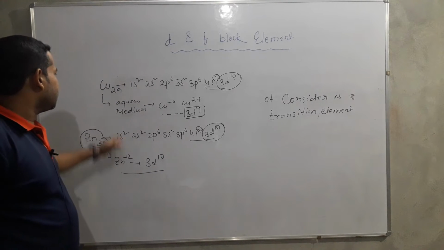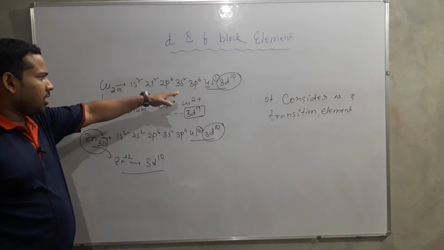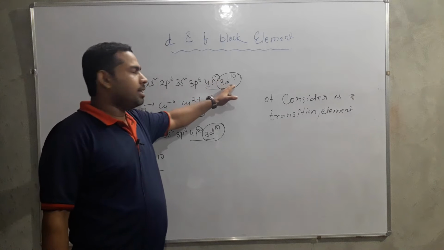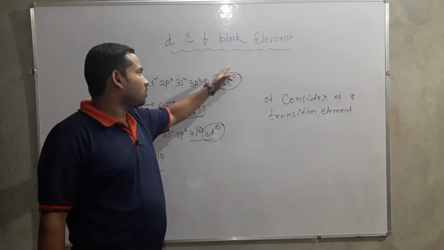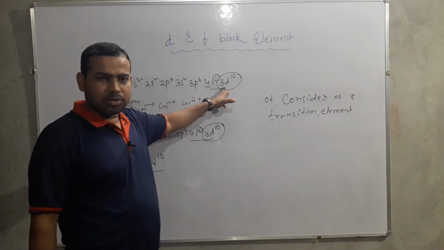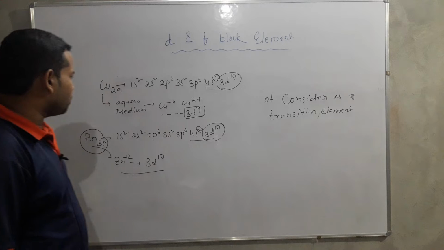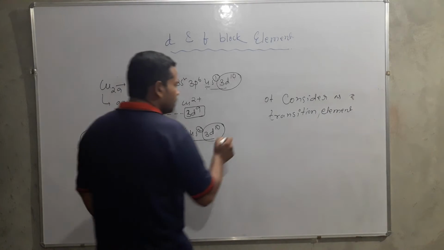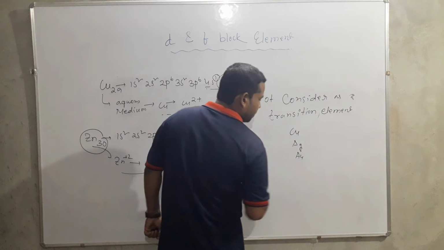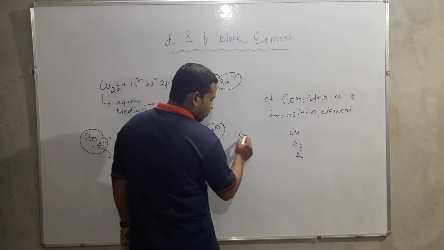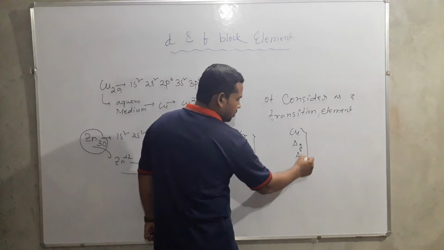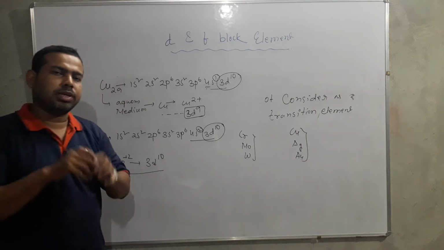In general, copper has an exceptional electronic configuration because 4s2 3d9 is unstable. If one electron jumps from 4s to 3d10, this one is more stable. That's why copper shows this kind of exception. Similar exceptional configurations are also shown by silver and gold. Clear, people? Similarly, chromium, molybdenum and tungsten, both groups show exceptional electronic configuration.